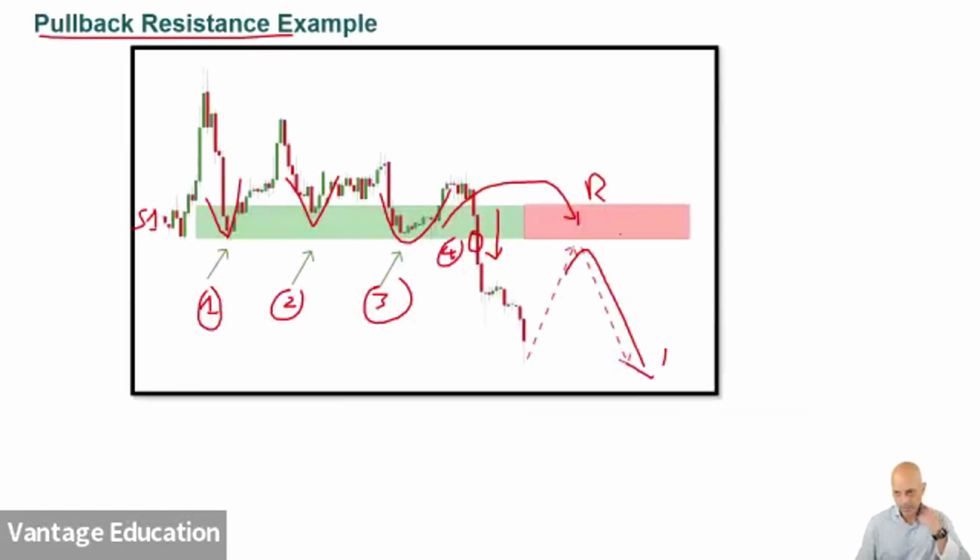Once again, pullback resistance is born when price breaks through a major support area. In this example, we can see the prior support was a multi-swing low level, which finally got taken out at point number 4, and that area can now potentially act as a resistance barrier.